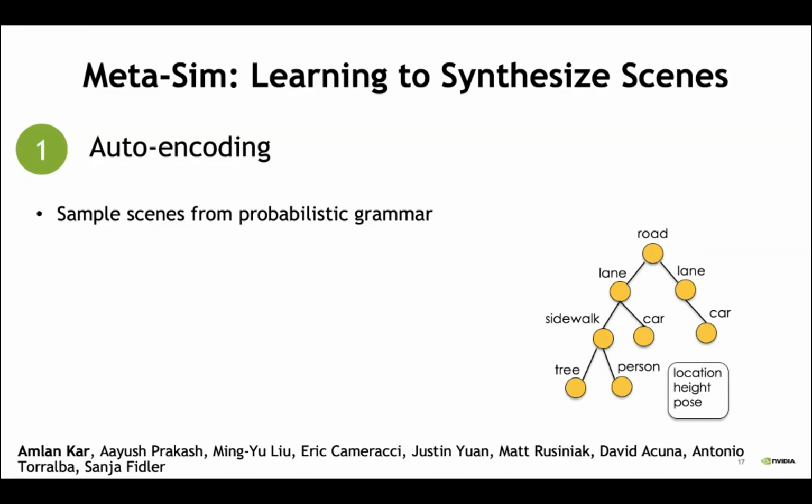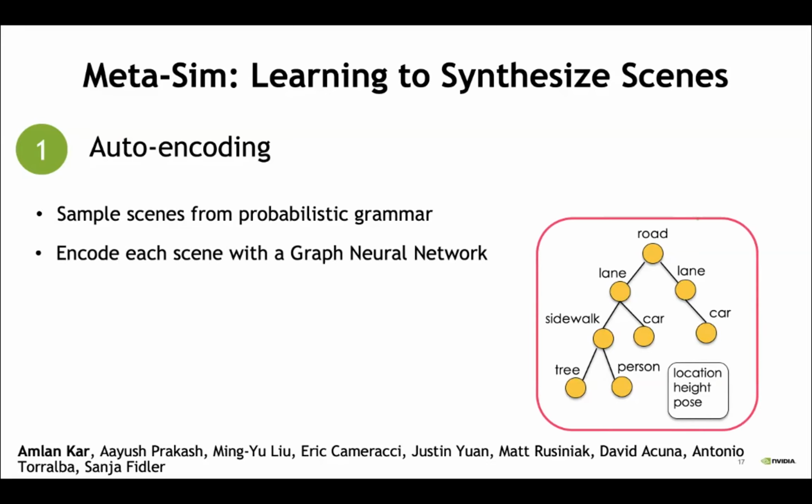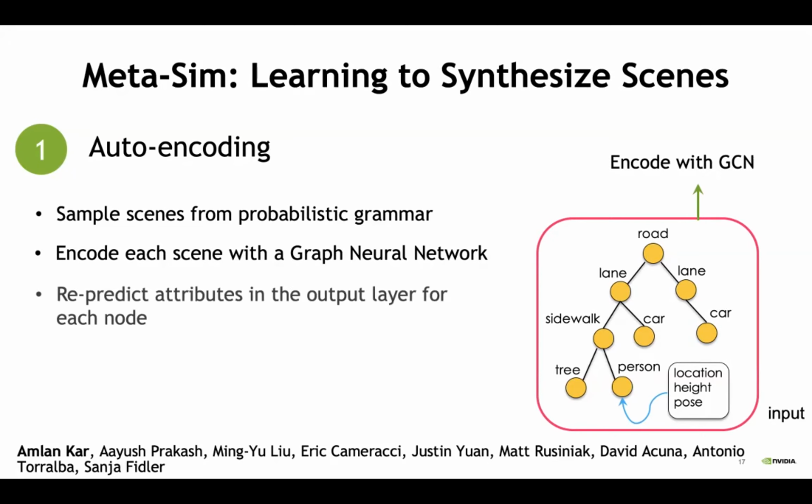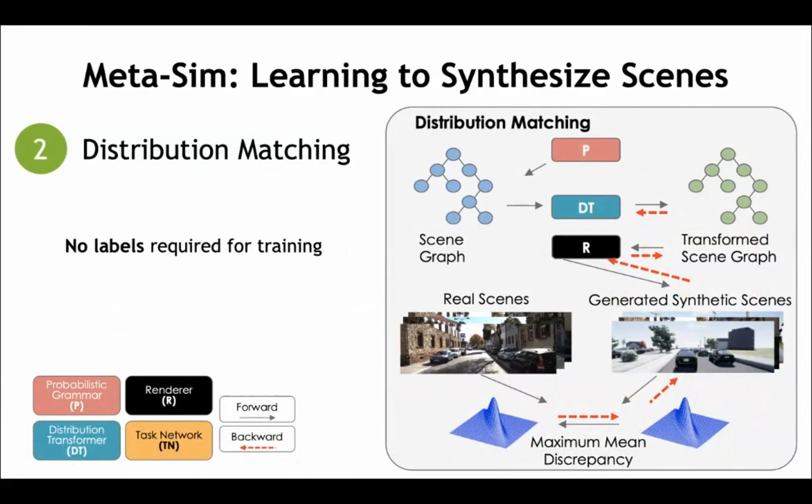Okay, so first we sample these scene graphs. Then we're going to encode these scene graphs with a graph neural net, a graph convolutional neural net in our case. And in the first step, we're just going to make this GCN auto-encode these graphs. So basically, at every node, we're going to try to re-predict the attributes, whatever location, color, or whatever. Okay, so this is our first training procedure. In the next step, we're going to try to bring the target real data into the loop.